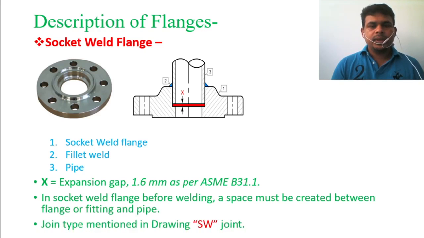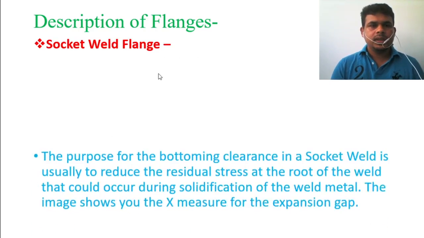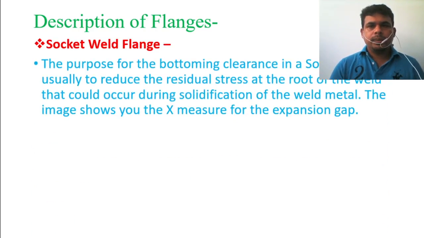Normally in drawings for this type of flange, the joint type is SW, but the joint configuration is fillet weld. What is the purpose of keeping this bottoming clearance, the 1.6 mm gap between pipe and socket weld? The purpose is usually to reduce the residual stress at the root of the weld that could occur during solidification of the weld metal.